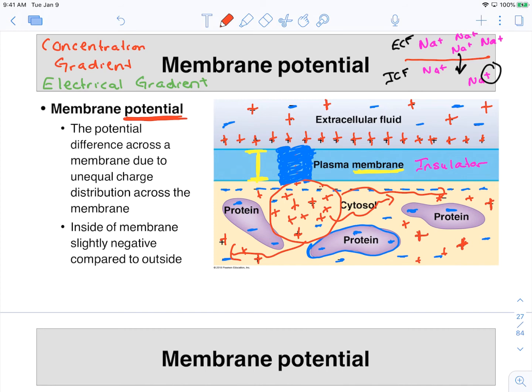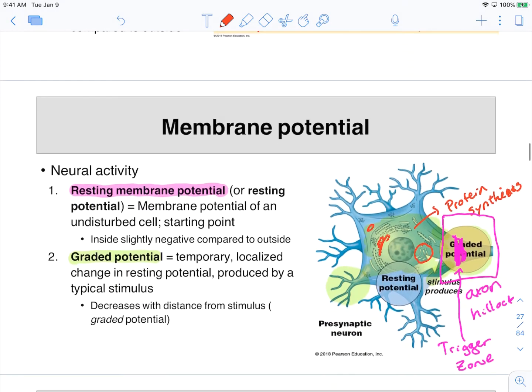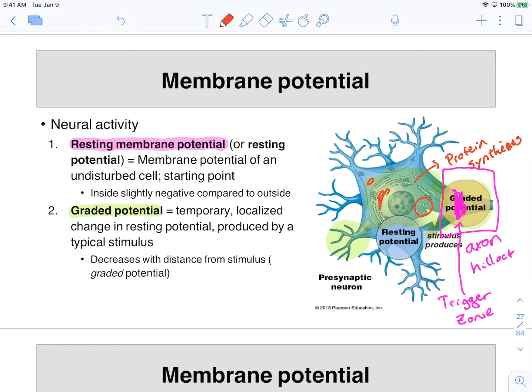But this local graded change in electrical potential in a localized region of the cell membrane caused by the opening of these ion channels is what we call our graded potential. It's just a temporary localized change. And so that change can be both positive or negative. It really depends on the channel. If we open up a channel that allows positive ions into the cell, we get a positive graded potential.